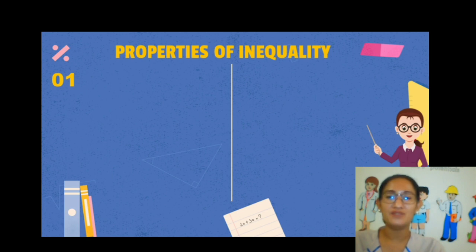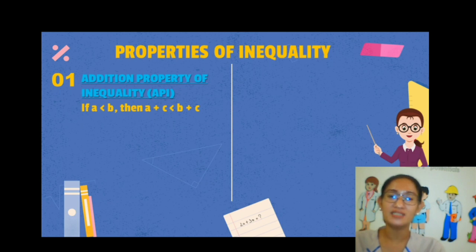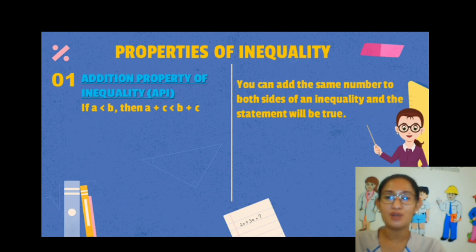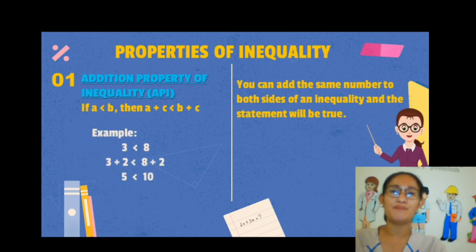Inequalities also have different properties. First, the addition property of inequality. If A is less than B, then A plus C is less than B plus C. You can add the same number to both sides of an inequality and the statement will still be true. For example, 3 is less than 8. If we add the same value on both sides, we have 3 plus 2 is less than 8 plus 2, which gives us 5 less than 10, which is true.